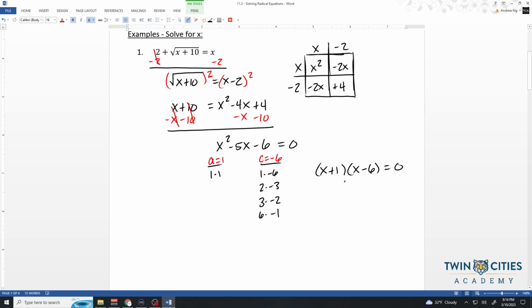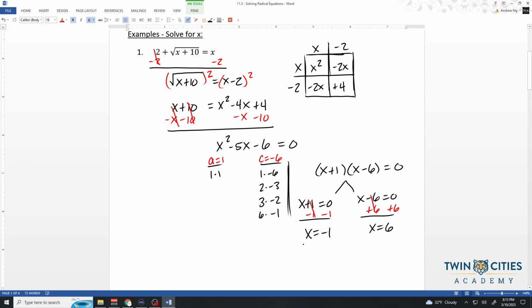Which means, splitting this up, if these two multiplied equals 0, then at least one of these is equal to 0. So that could be x plus 1 equals 0, or x minus 6 equals 0. Solving for each of these, I'll get x equals -1 or x equals 6.